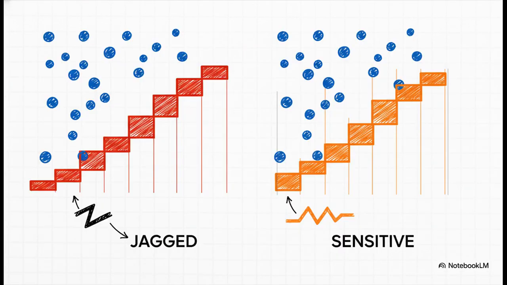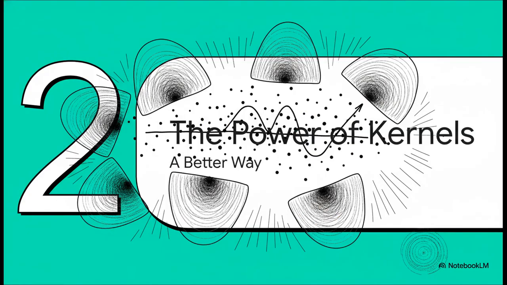But there's a problem. While it's a decent first step, this method has a big flaw. Because you're just taking a simple average, the line you get is often really jagged and wiggly. It's not smooth at all. And even worse, it's super sensitive to where you decide to place those bin boundaries. So clearly we need something better. How can we improve on this?